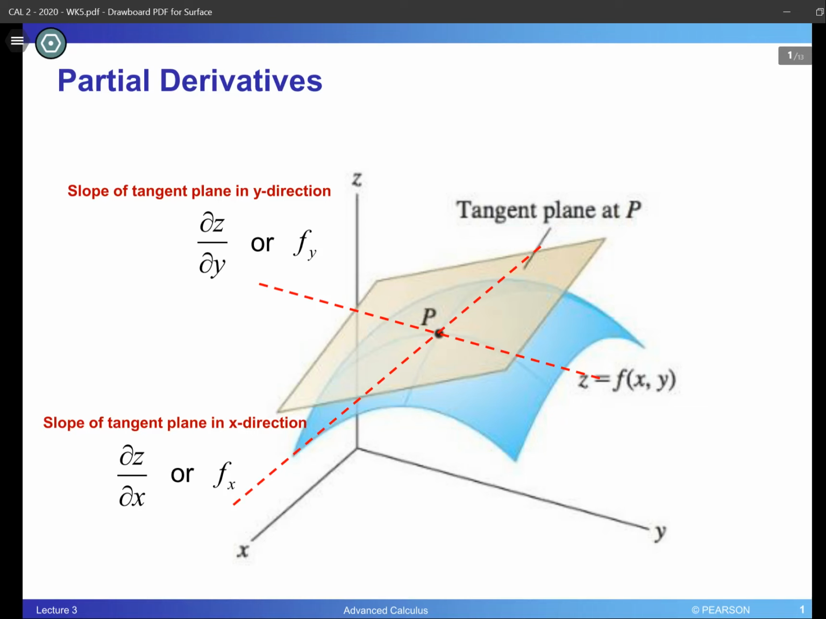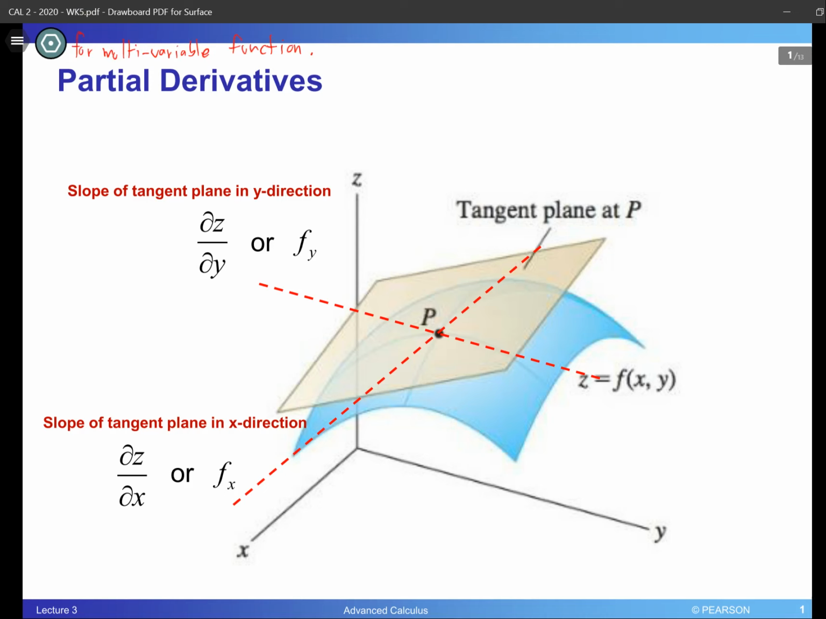This week's main topic is about partial derivatives, which is the multi-variable version of the differentiation that we learned last semester. So let's make a note right here that partial derivatives are for multi-variable functions. Alright?